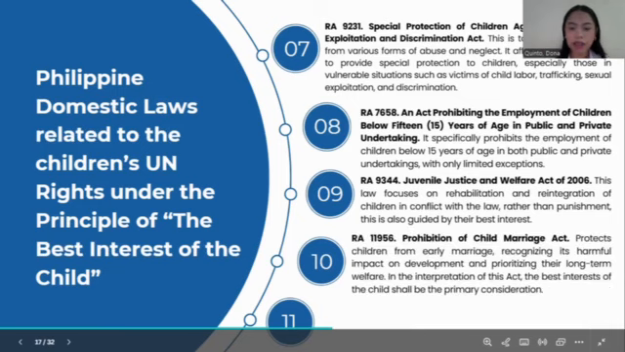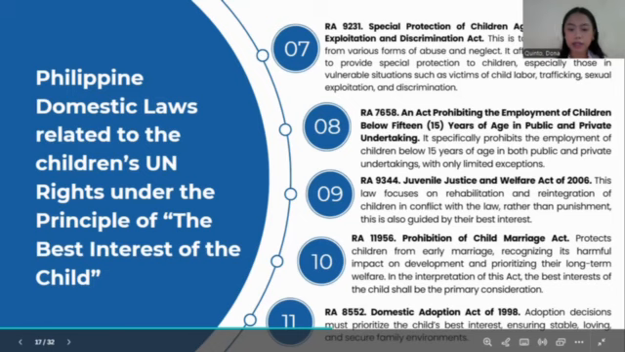Next is RA 11596, or the Prohibition of Child Marriage Act. These provisions uphold the best interests of the child because it prohibits early marriage. It recognizes its detrimental effects on a child's physical, emotional, and educational development, and ensures that all legal interpretations prioritize the child's long-term safety and growth. Lastly is RA 8552, or the Domestic Adoption Act of 1998. In here, adoption decisions must prioritize the child's best interests, ensuring a stable, loving, and secure family environment.